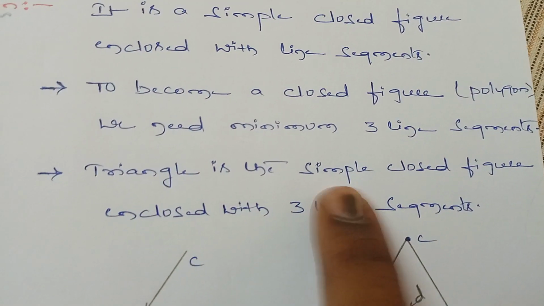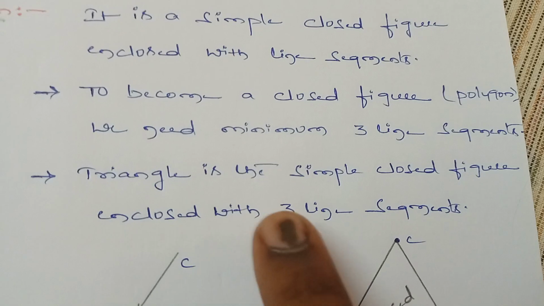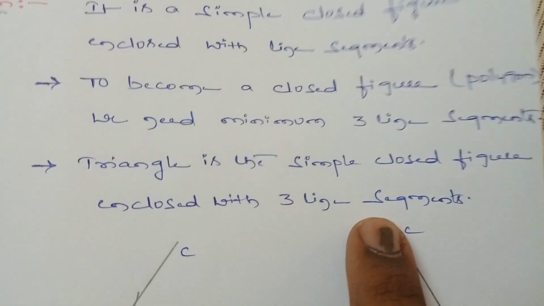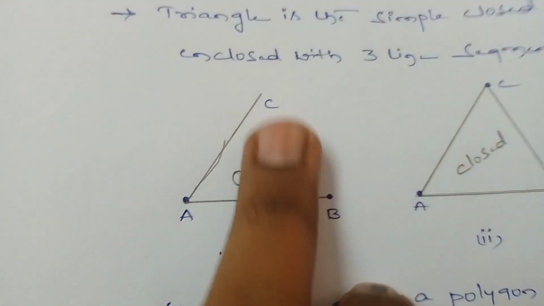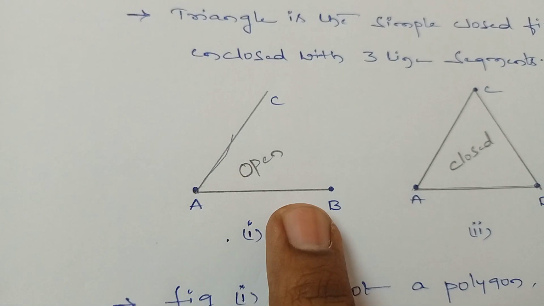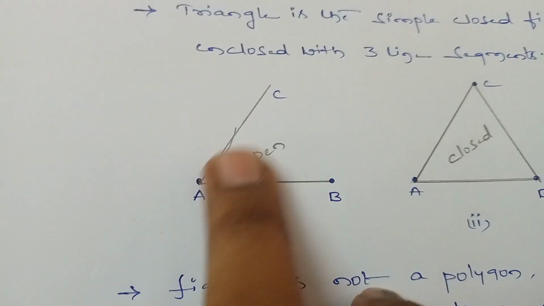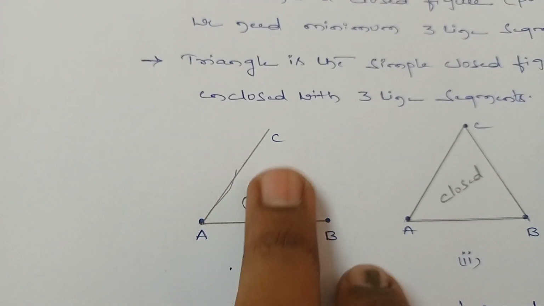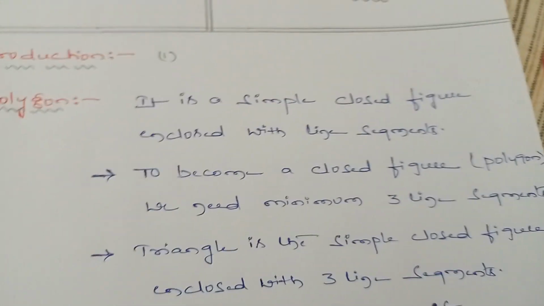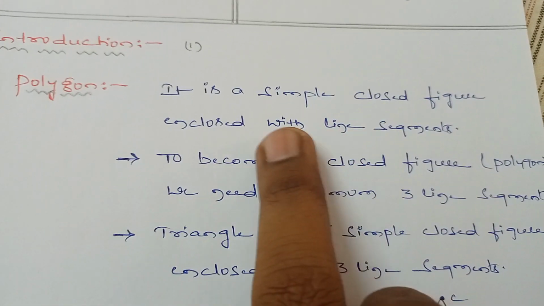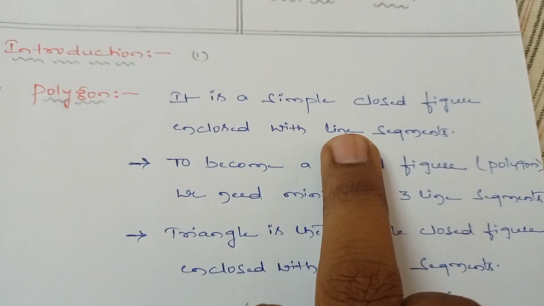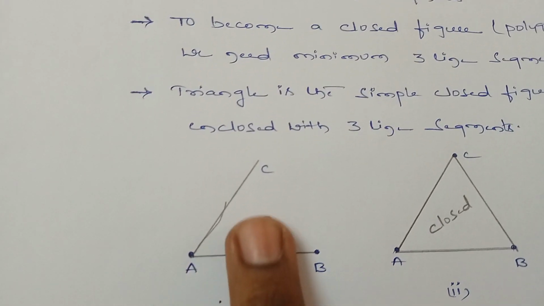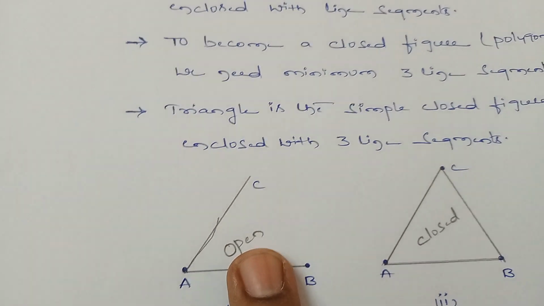So a triangle is a simple closed figure. A triangle is a 3-sided figure, right? A triangle is a simple closed figure enclosed with 3 line segments. See, I have mentioned here: AC is one line segment, AB is one more line segment, but it is not a closed figure. Of course, it is enclosed with line segments, but it is not a closed figure. Among these two properties, one property is not satisfied at all. We have line segments, but before that it should be a closed figure. So it is not a closed figure, it is an open figure.